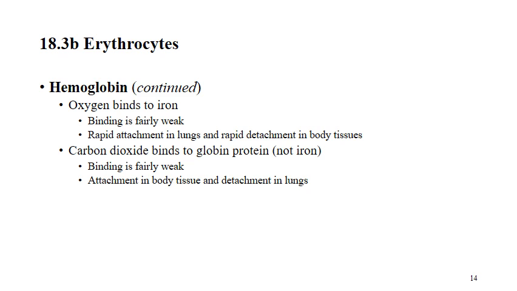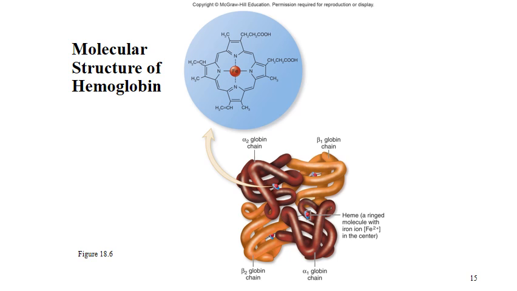So carbon dioxide also binds to the protein, but it specifically binds to the globin protein instead of the iron. And again, the binding is fairly weak, and so it can attach in the body tissues and then detach in the lungs. And so here's just the structure of hemoglobin, and you can see those 4 globin chains, the 2 alpha and the 2 beta chains, and then that little heme group where our oxygen is going to bind.